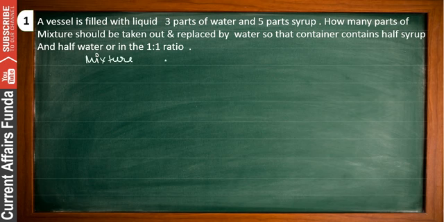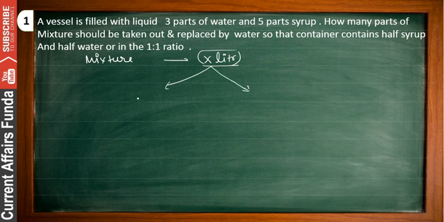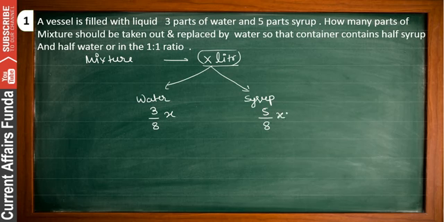Assume friends your mixture is x liter. Okay, and this x liter consists of two things. First thing is water here, and other thing is syrup. Water is 3 part and syrup is 5 part, so we can say total these are basically 8 part here. So we can say water is 3/8 part of this mixture, that means x, and the syrup is also 5/8 part of mixture x.